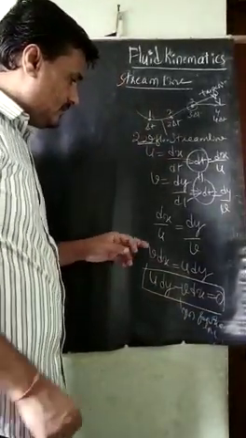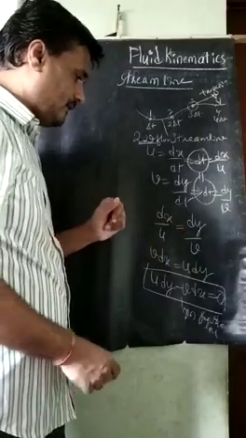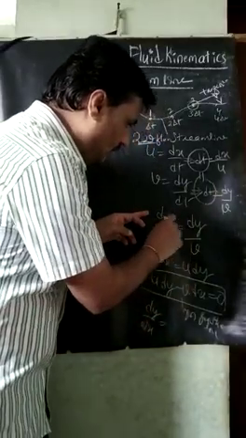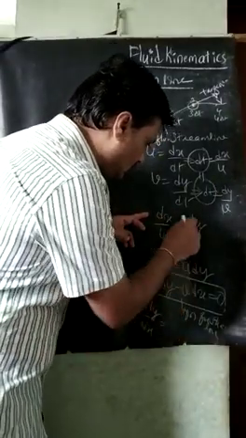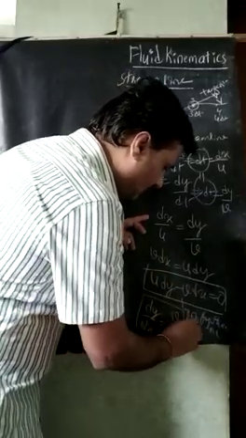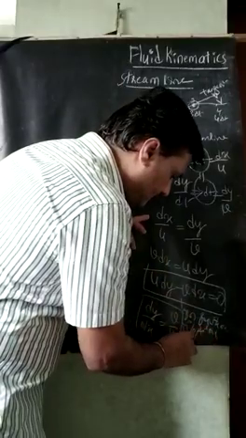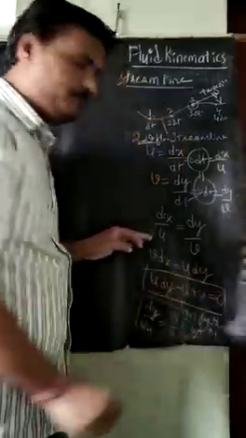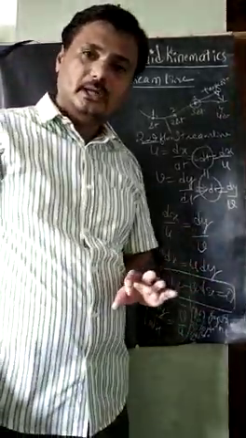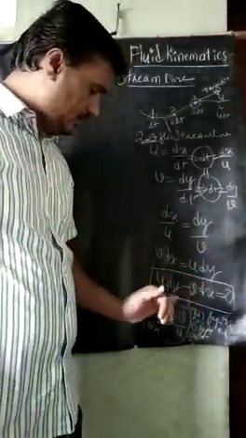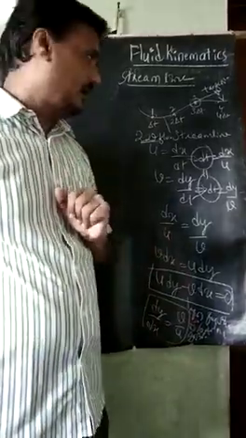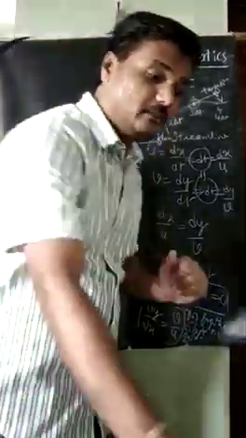And if I make this equation dy divided by dx, dy divided by dx is equal to v by u. This is called the slope of the streamline. So u dy minus v dx is equal to 0 is the equation for the streamline, and dy by dx is equal to v by u is the slope of the streamline. This is all about the streamline.